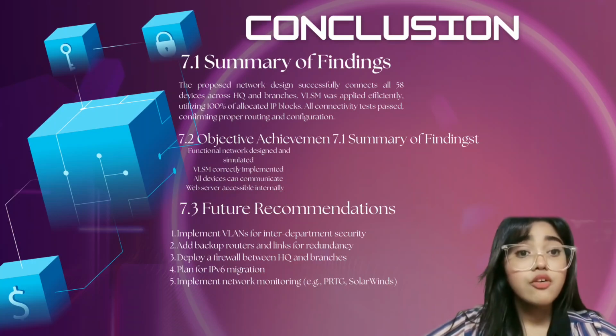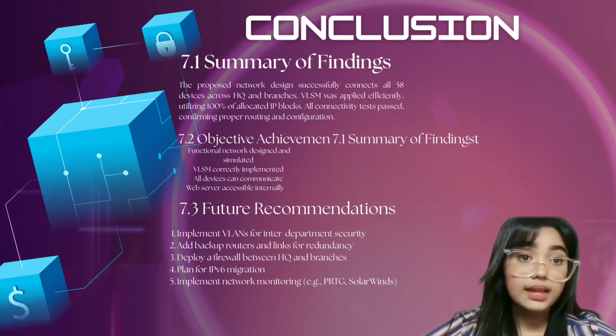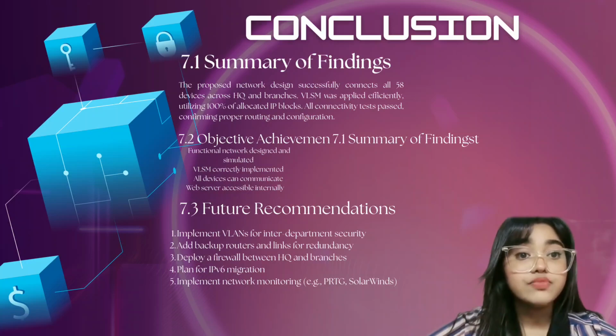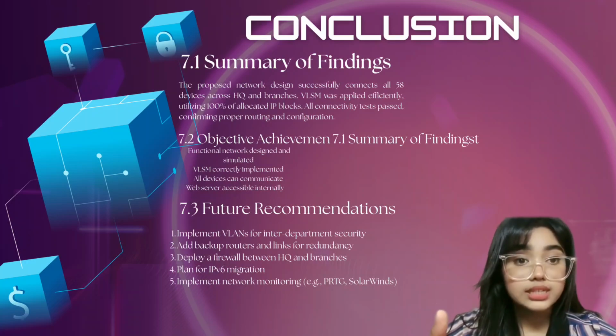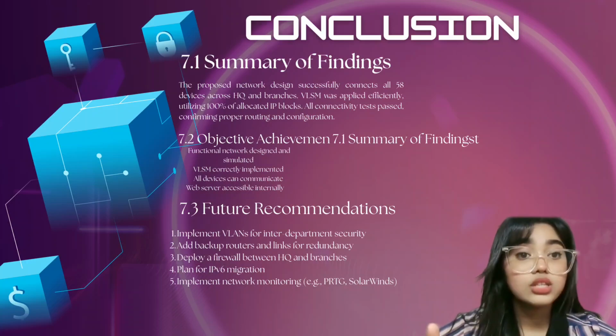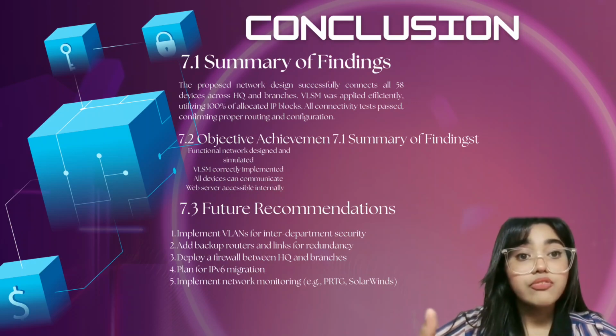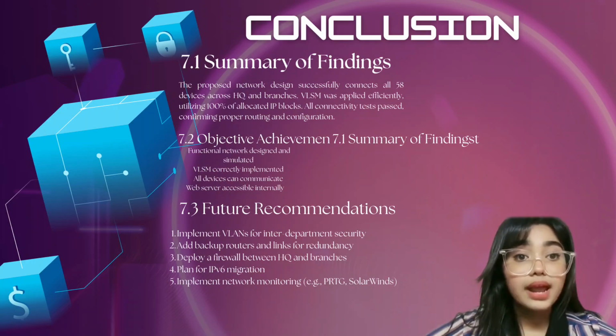For future implementations, we recommend implementing VLANs to enhance inter-department security, adding backup routers and links for redundancy, applying a firewall between the headquarters and branch offices, planning for IPv6 migration, and using network monitoring tools such as PRTG or SolarWinds. With that, we have come to the end of our presentation.